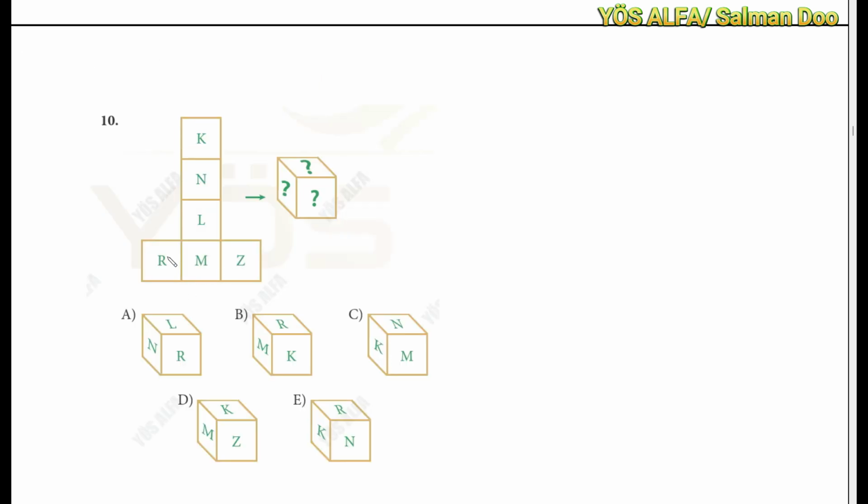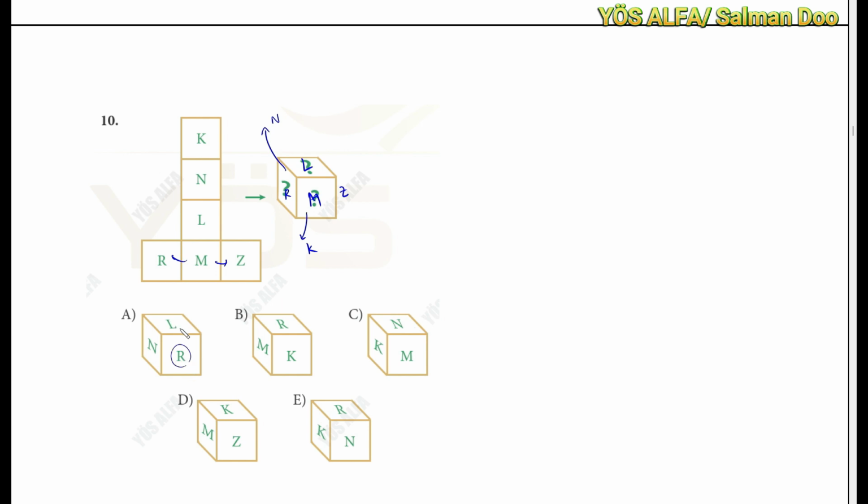We'll try to write down these letters on the cube. Let's start with this M. If this is M, on the left of the M is R, on the right of M is Z, and on top of M is L, at the back is N, and at the bottom is K. So now we have all 6 surfaces. We can check the answers.